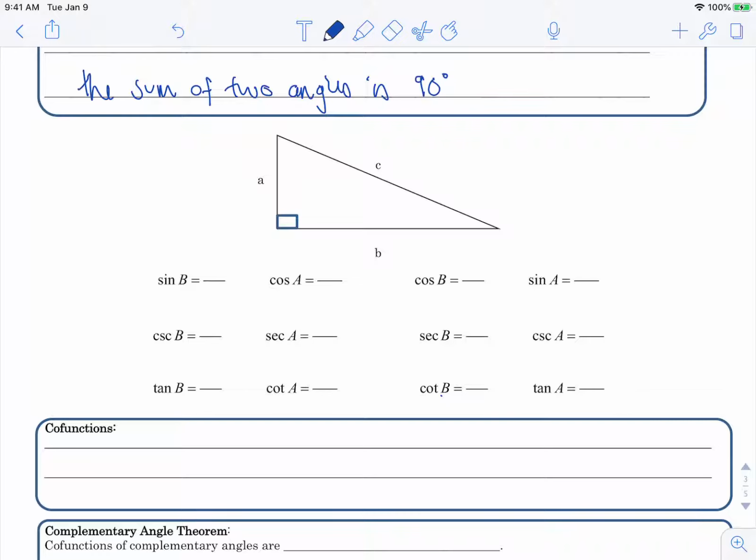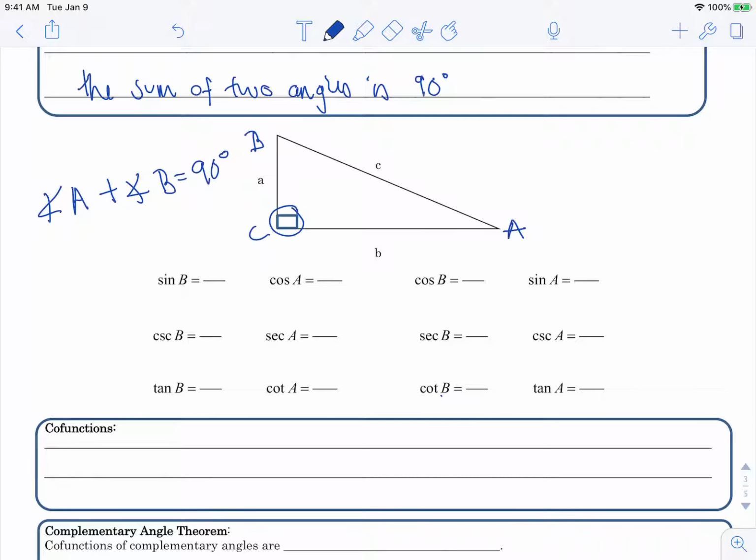So if we have this triangle here, we know this is angle B, this is angle C, this is angle A. And we know because this is 90 degrees and this is a triangle, angle A and angle B have to add up to 90, right? Because that's the only way we'll get to 180. So we're going to fill in these values here just with the definition, so ratios.